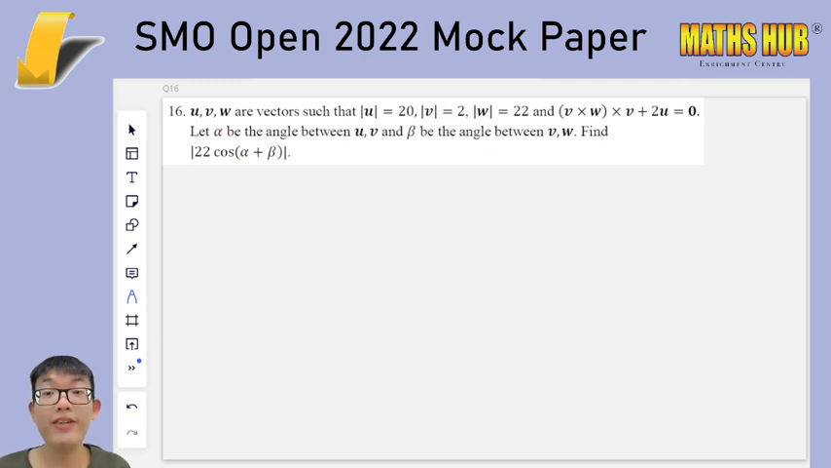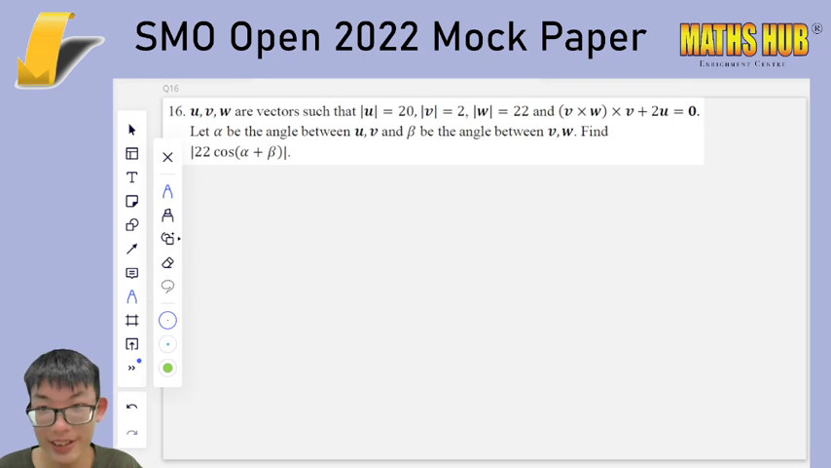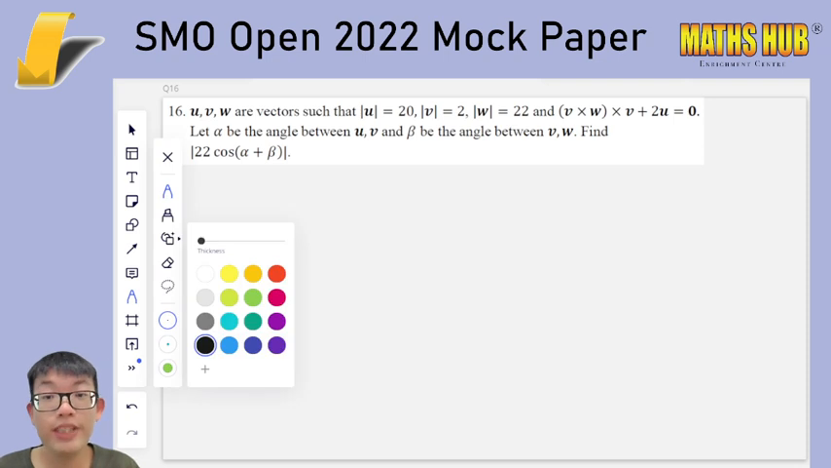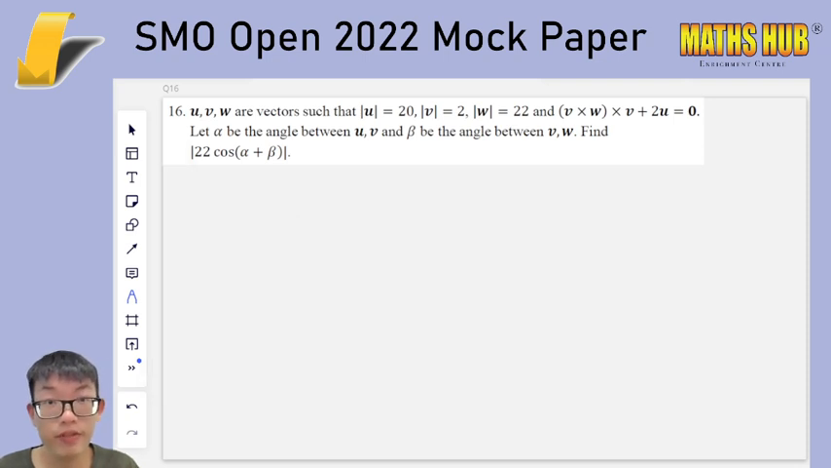Let's get straight into question 16, which is a question on vectors that is not as tedious as many other vectors problems in recent SMOs. U, V, W are vectors with magnitudes 20, 2 and 22 respectively, and U cross (V cross W) cross V plus 2U is equal to the 0 vector. Let alpha be the angle between U and V, and beta be the angle between V and W. Find the absolute value of 22 cos(alpha plus beta).